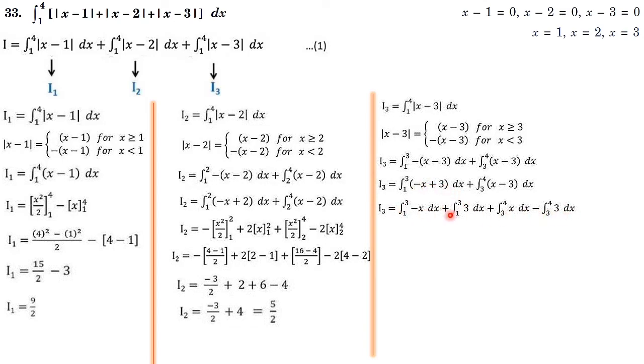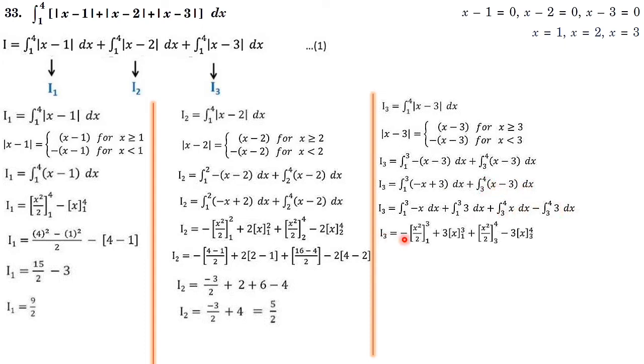This type of calculation we did not do here, and if you feel this is convenient, just go with that, it's not a problem. Here some steps we have avoided, but here it is not. Then minus x integration, then again integral 1 to 3 of 3 dx, again integral 3 to 4 of x dx, then minus integral 3 to 4 of 3 dx.